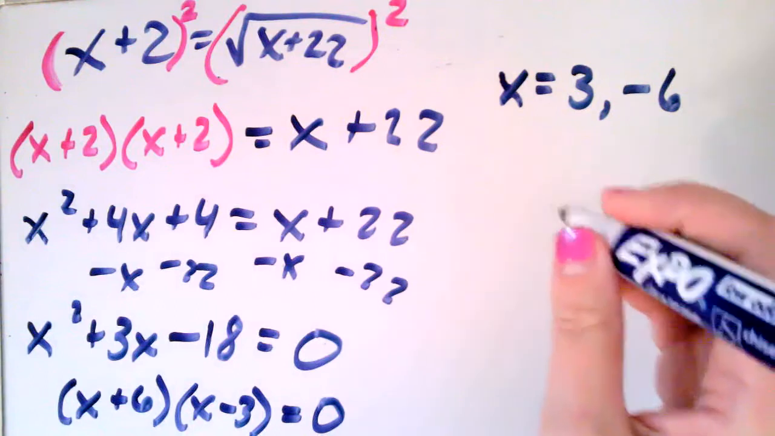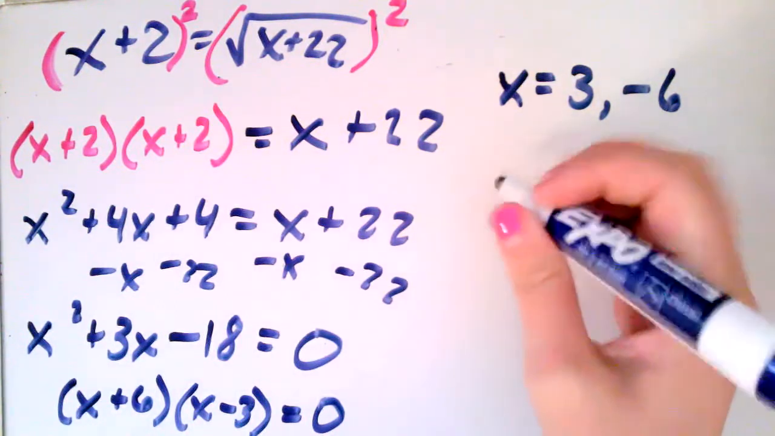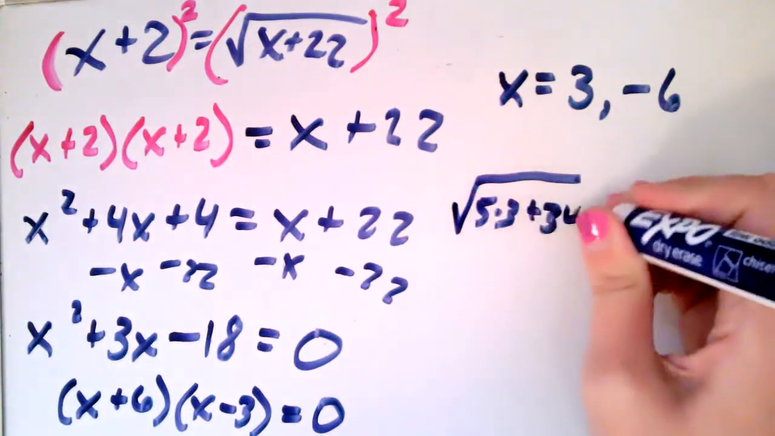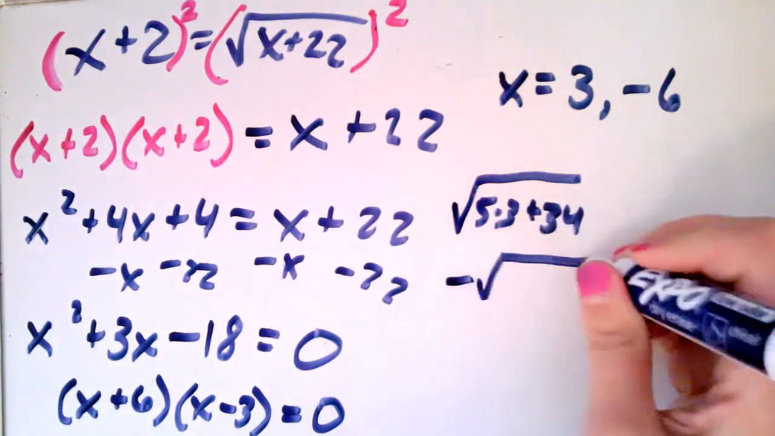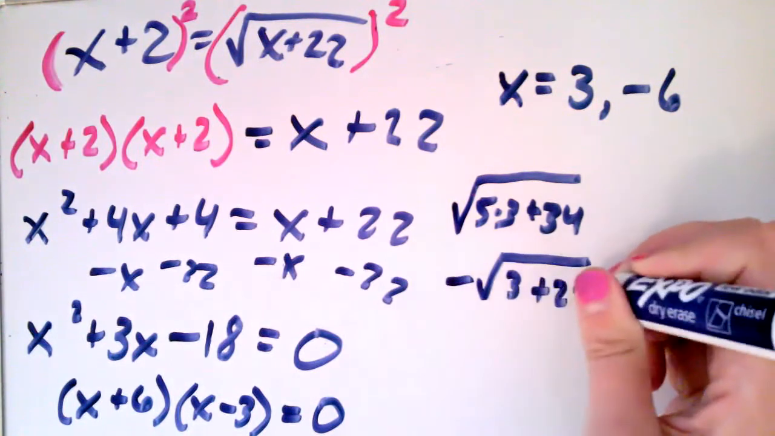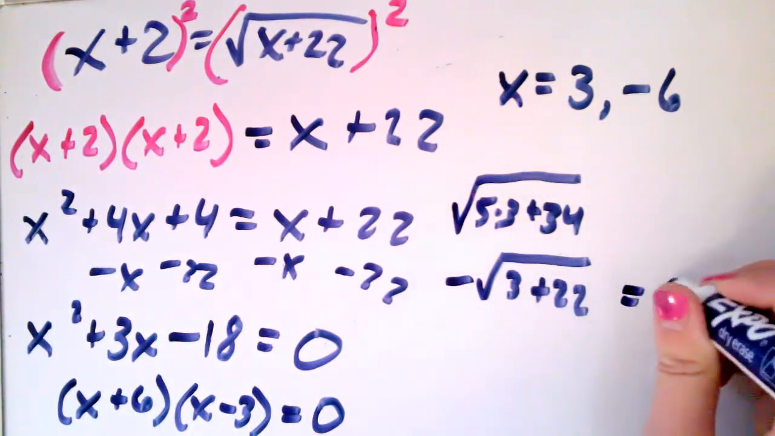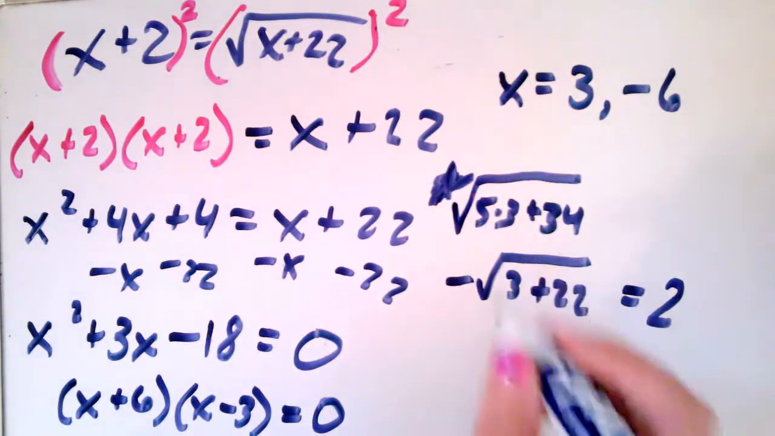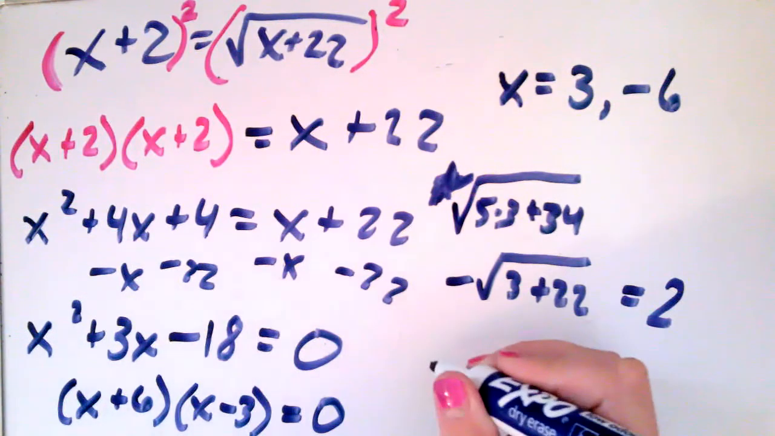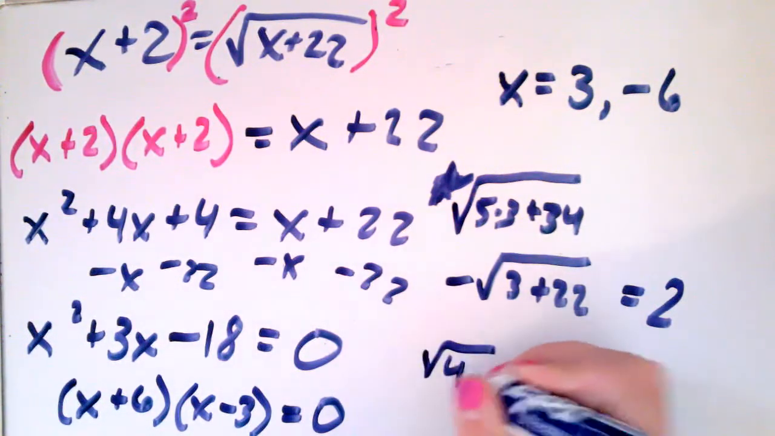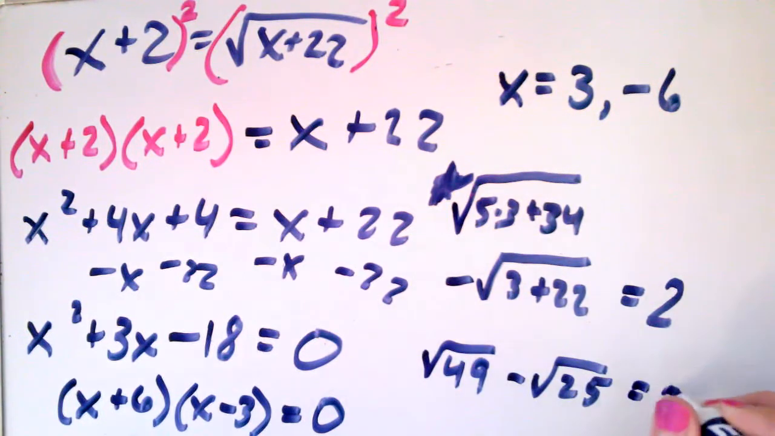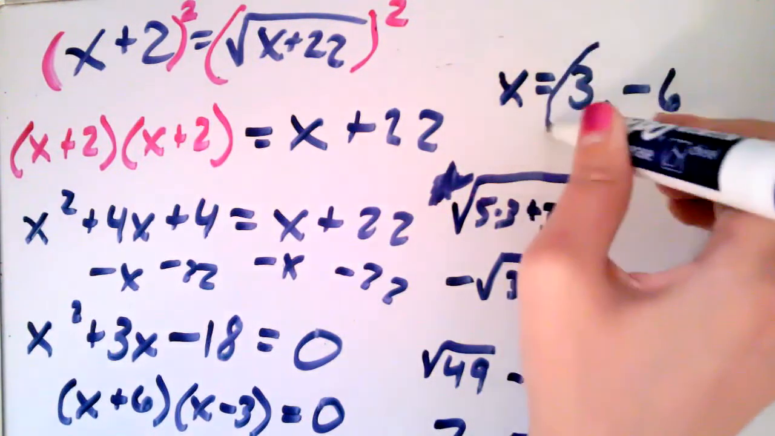So let's try the 3. So our original equation, so 5 times 3 plus 34 minus the other square root, which was 1 times 3 plus 22. And we want to see if that equals 2, right? So here's my equation from the very beginning of this, where I'm putting in 3 for x. So I have 15 plus 34, so square root of 49 minus square root of 3 plus 22 is 25. So I get 7 minus 5 equals 2.